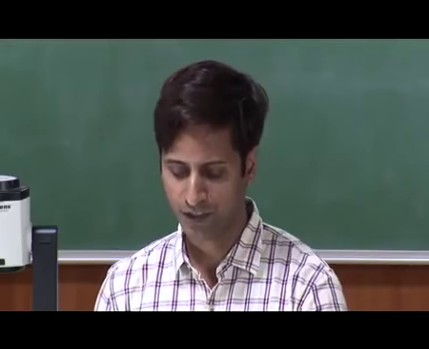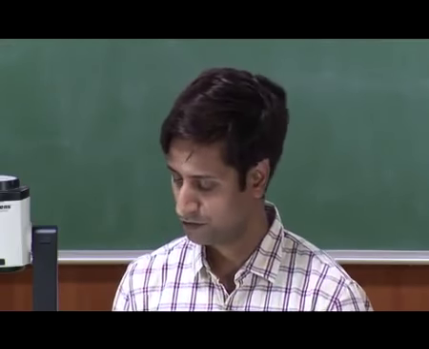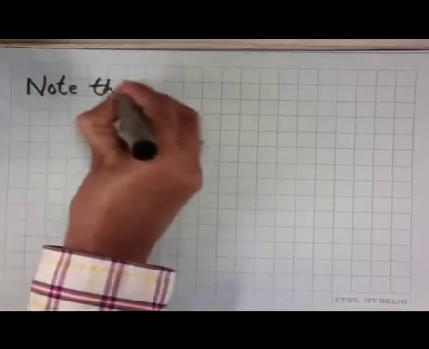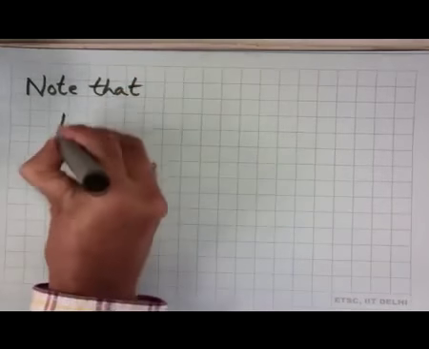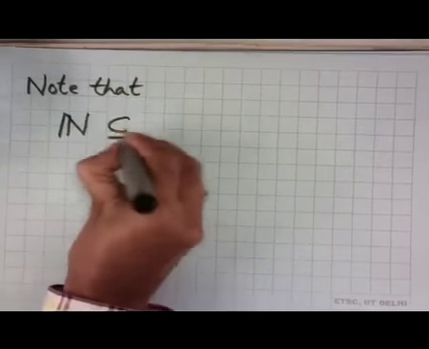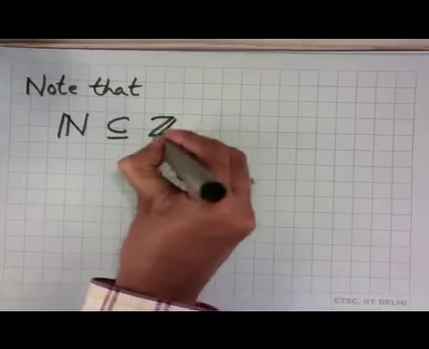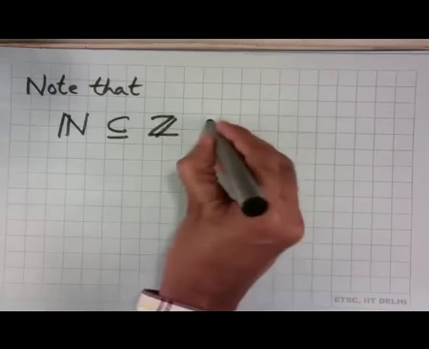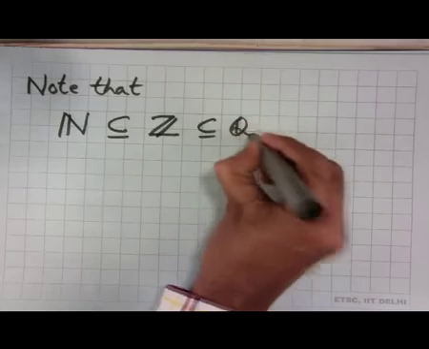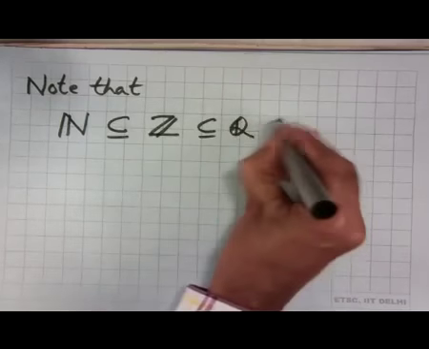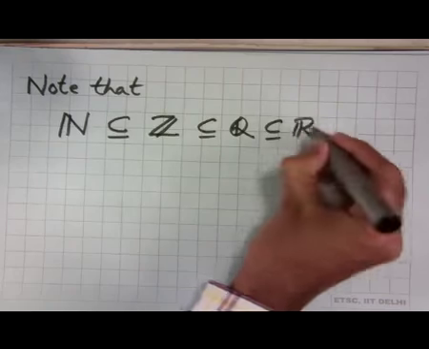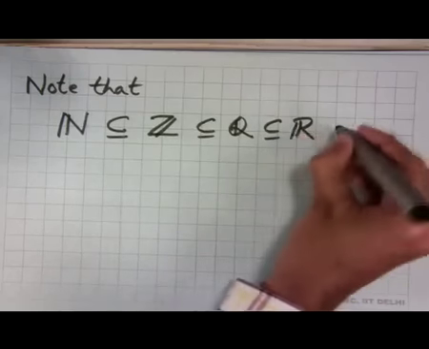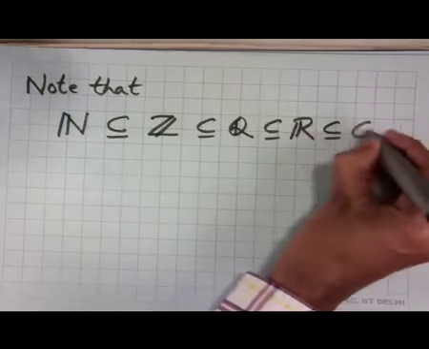So, some examples of subsets of the sets that we have seen. Note that the set of natural numbers is a subset of the set of all integers, right. Every natural number is also an integer. The set of integers is a subset of the set of rational numbers, which is a subset of the set of real numbers, which includes rationals as well as irrational numbers. And then once you learn complex numbers, you will see that real numbers are a subset of complex numbers.